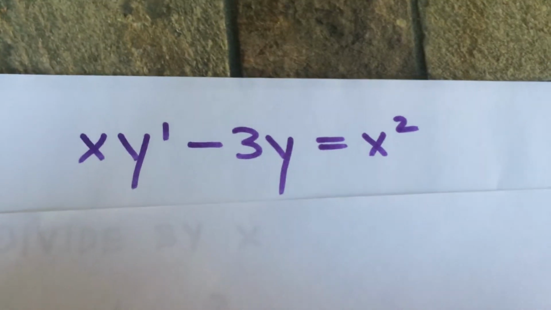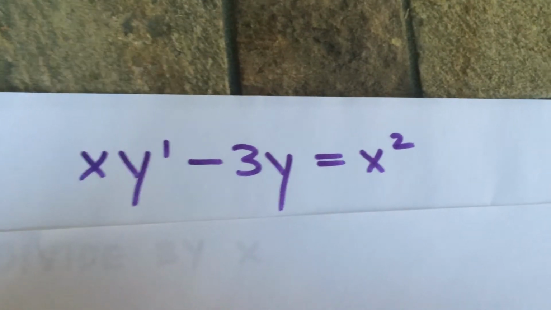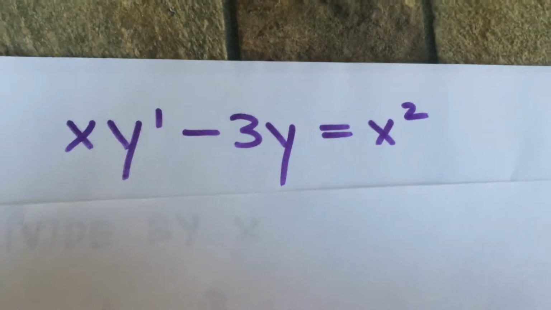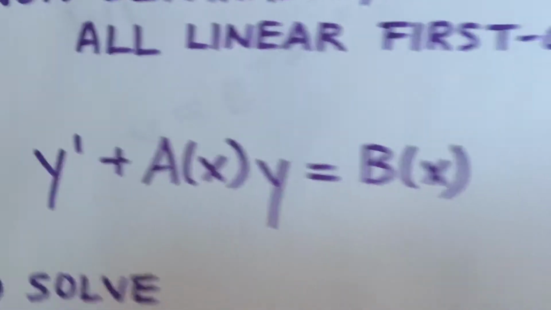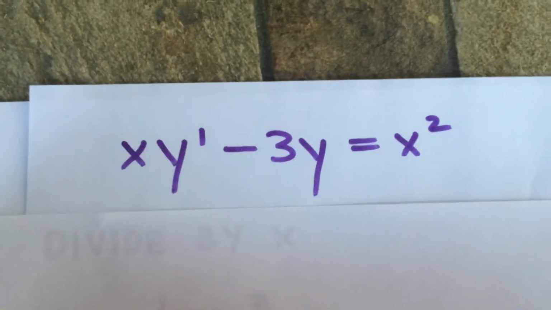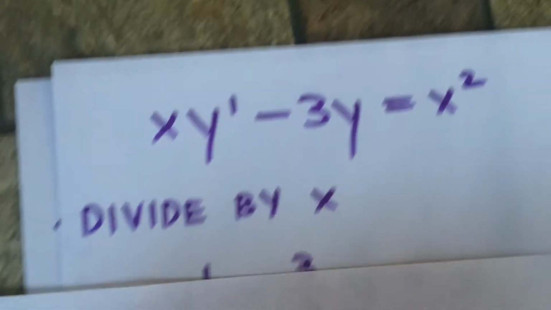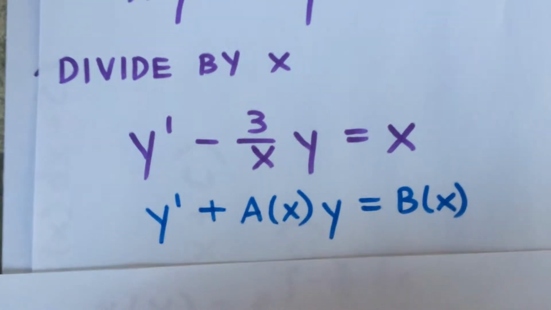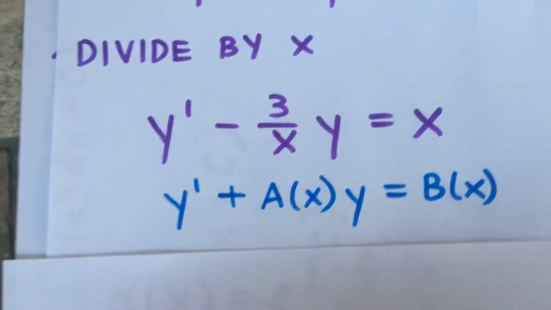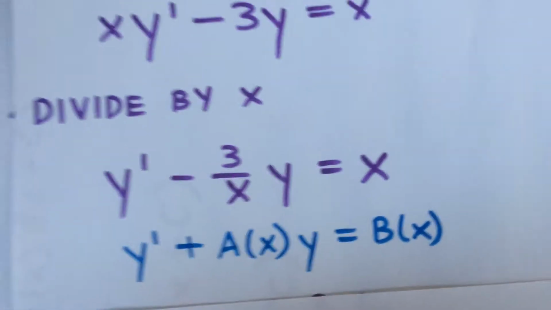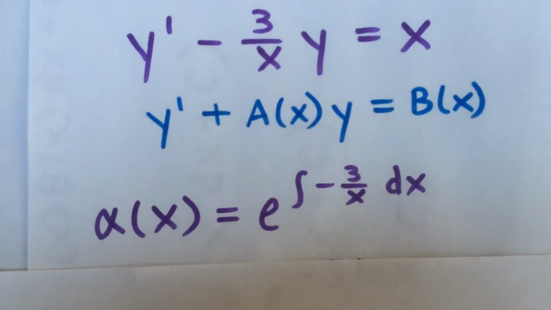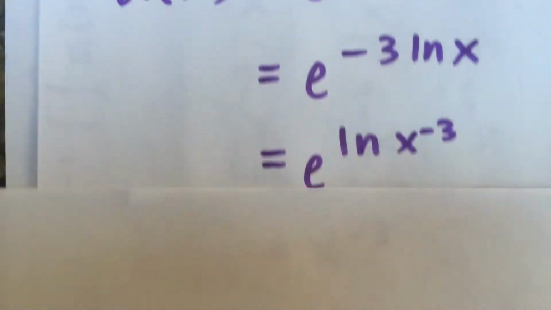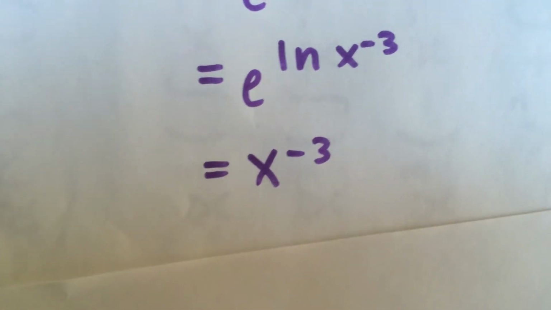This is an example of a non-separable equation. x times y prime minus 3y equals x squared. To solve this, we need it in the standard form, so we divide the entire equation by x. And we have y prime minus 3 over x times y equals x. Now we can find alpha of x, which is equal to e to the integral of negative 3 over x dx, and that simplifies down to x to the negative third.